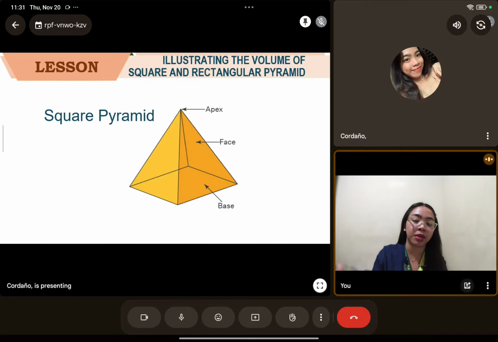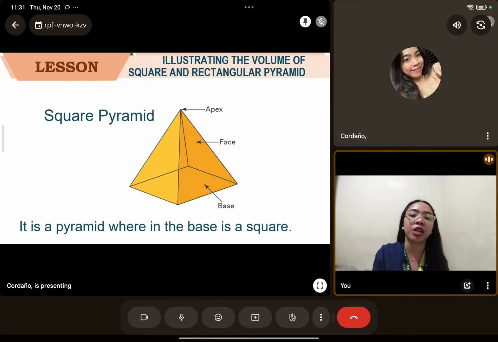So, a square pyramid. Yung mga parts naman ng square pyramid, it has the apex, the face, and the base. So, it is a pyramid wherein the base is square. Ayan, tinuro ko kanina. Ito ay nasa lapag, kung saan nagre-rest yung pinaka-pyramid.